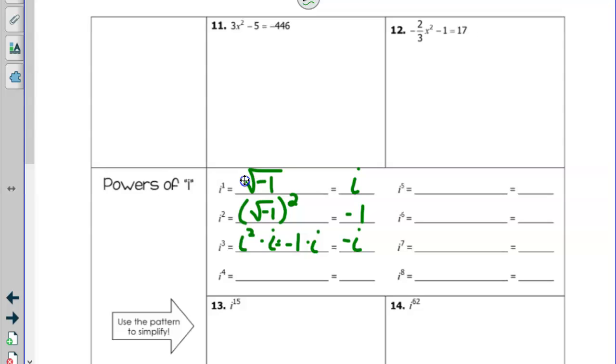Now we have i to the 4th. I to the 4th, I could rewrite this as i squared squared, that would be i to the 4th based on the properties of exponents. Well, what is i squared? -1. So it's -1 squared. Positive. Okay, so we went imaginary, real. And that's the pattern of that toggle switch as it went around the real and the imaginary. i, -1, -i, 1.